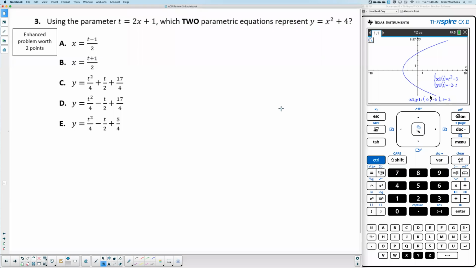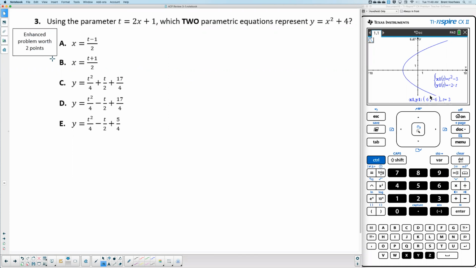All right, we're taking a look at number 3 now. This one is an enhanced problem on the test. Again, if you look at that cheat sheet, it says there's 28 questions. 2 will be enhanced. So throughout this review packet, I've sprinkled some enhanced problems. This would be one of them.